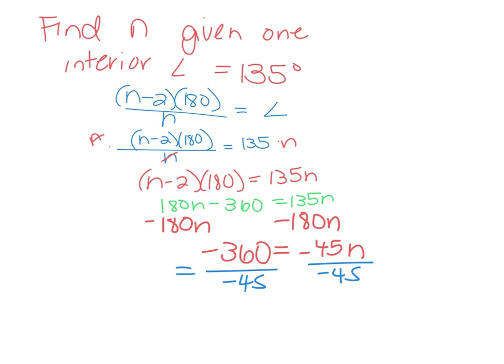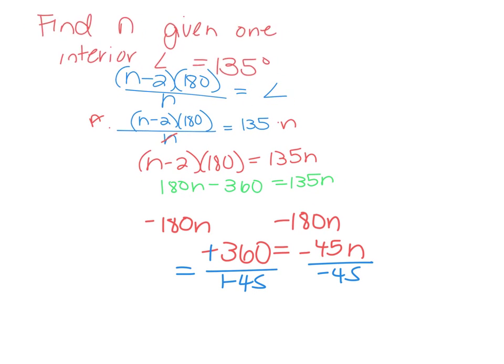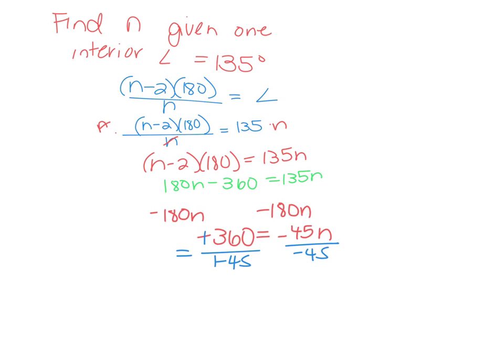And I can simplify this one. They're both going to become positive because it's a negative divided by a negative. And then I can reduce it. So they're both divisible by 5. I can start there. This would be 9. This would be 72. And what is 72 divided by 9? 8.